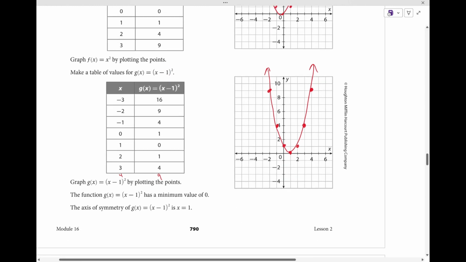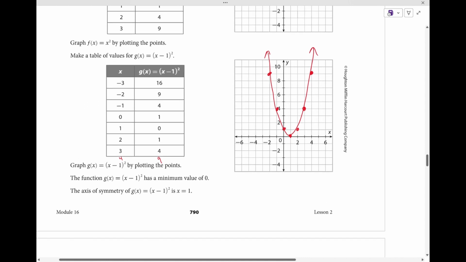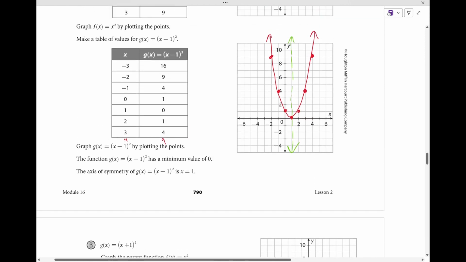Okay, h value is 1. So we graph that by plotting the points. Our minimum value is 0 again. Our axis of symmetry is now x is equal to 1. Okay, axis of symmetry goes through the vertex, cutting it in half. Alright, so that's a horizontal translation.